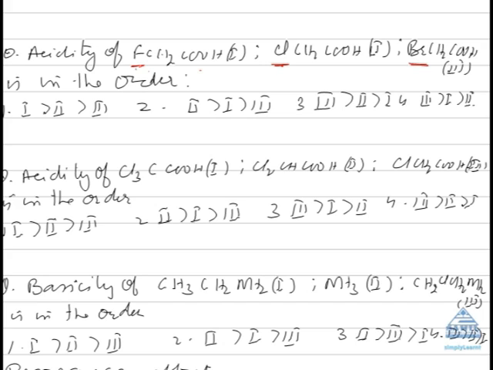We know fluorine is more electronegative than chlorine is more electronegative than bromine. Hence the effect of fluorine will be more than chlorine will be more than bromine. Hence the acidity will be first is greater than second is greater than third. He can ask you the same question: which of the pKa value of the three will be in the order?